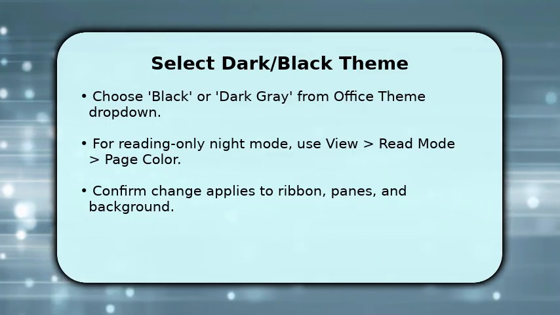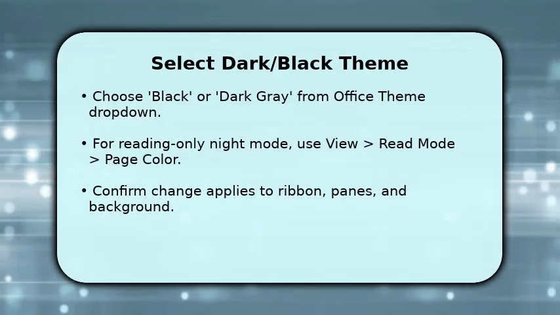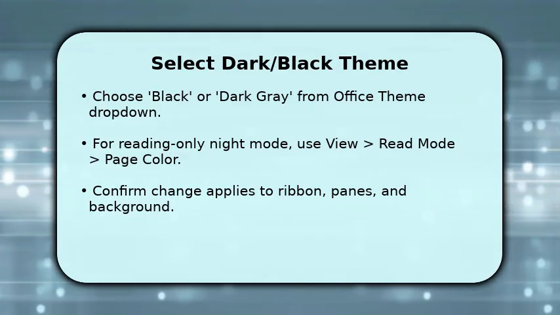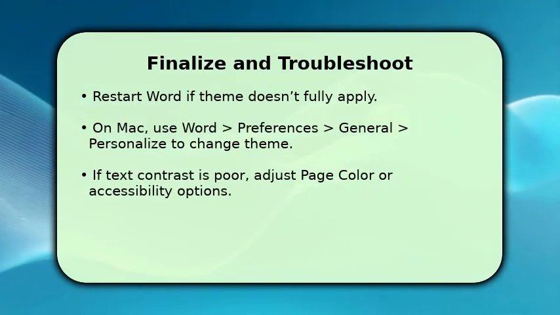If elements still look bright, check Word's update status and restart the app to fully load the new theme. Finish by confirming the theme across documents. Save a file, close Word, and reopen so settings persist.